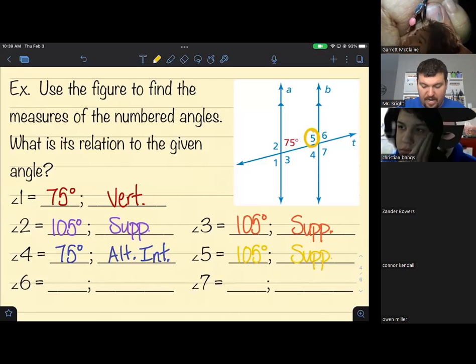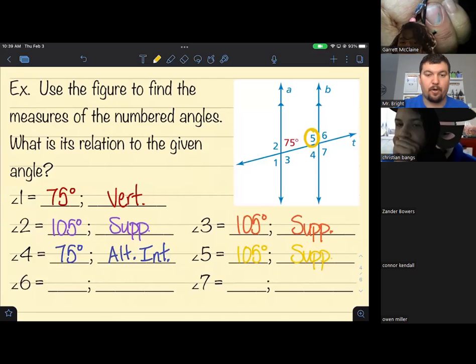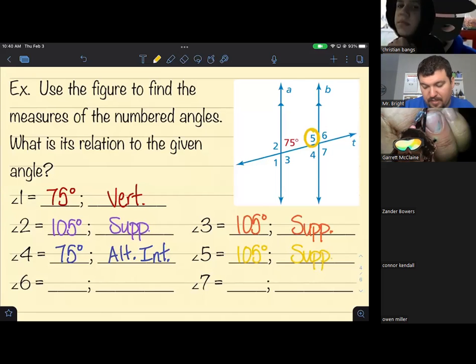All the angles that are congruent with the 75-degree angle are going to have a reason why. It's either vertical, corresponding, alternate interior, or alternate exterior. All the angles that are different are all just supplementary. If you look close enough, you can tell there's a series of 4 acute angles and 4 obtuse angles. The acute ones are all going to be 75. The obtuse ones are all going to be 105.